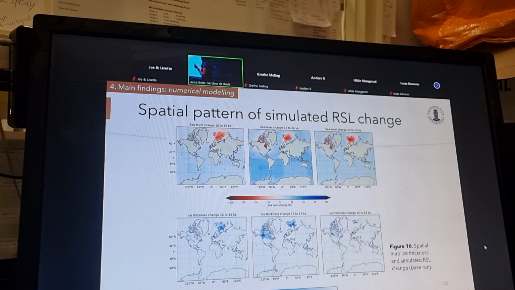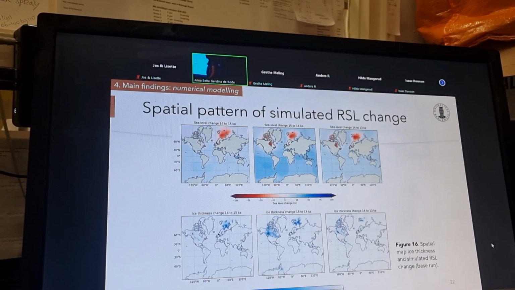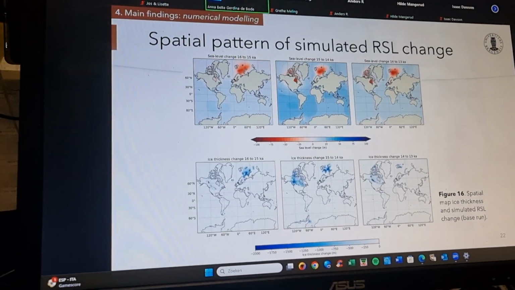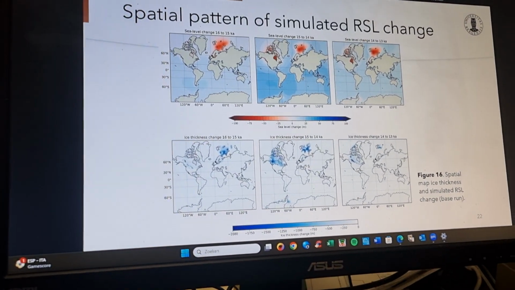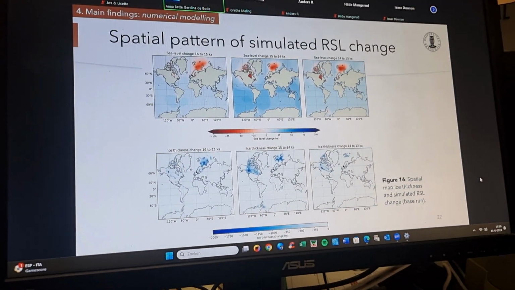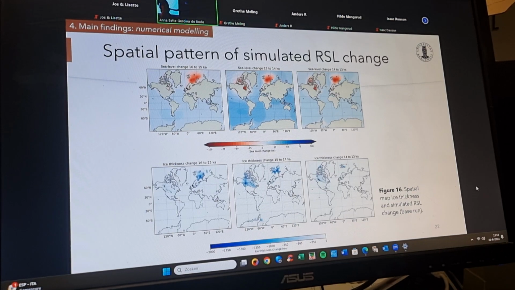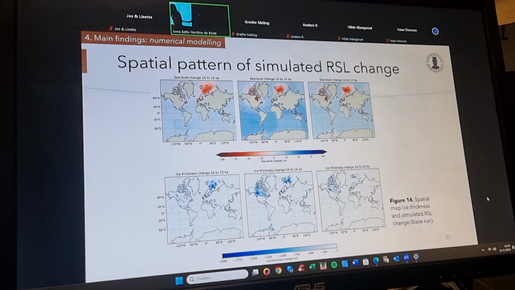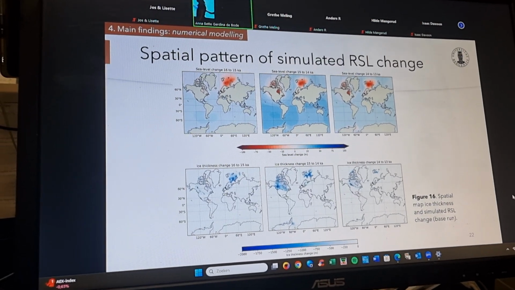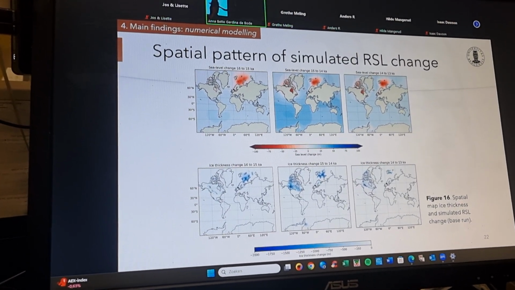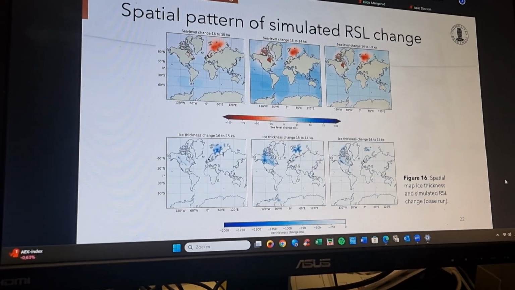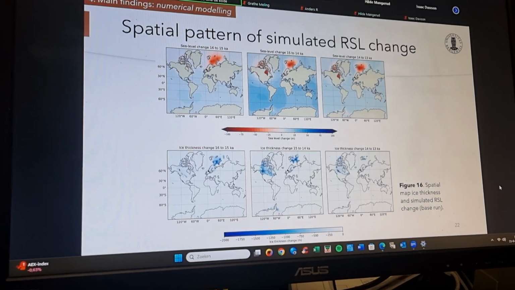Then moving on to the numerical modeling results. First of all, I was very curious about the spatial pattern of simulated relative sea level change using this base run, so checking what I got out from that. Here it's very nice to show this difference between near field and far field, because wherever you see ice thickness reducing, you see a lowering sea level in close proximity to the ice sheets and rising sea level in the far field. So this shows the spatial distribution of relative sea level change as a response to changes in ice mass.